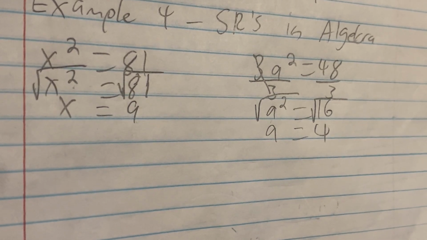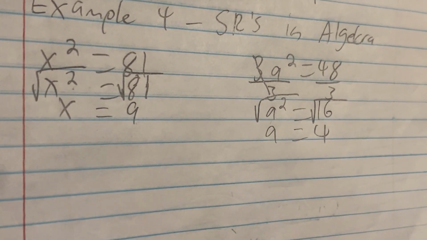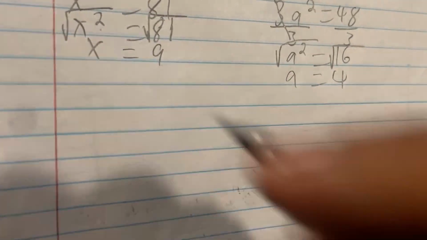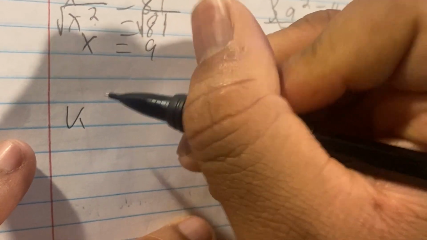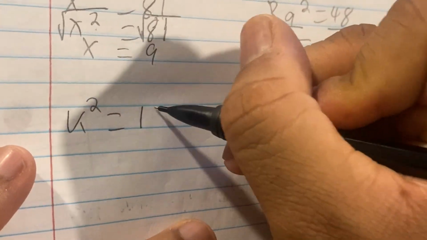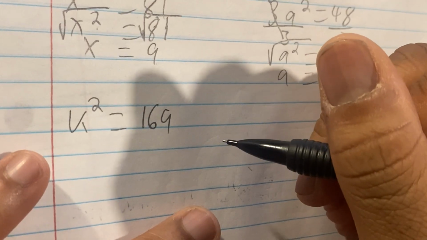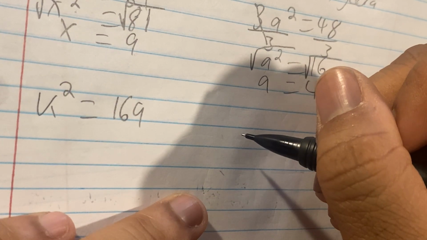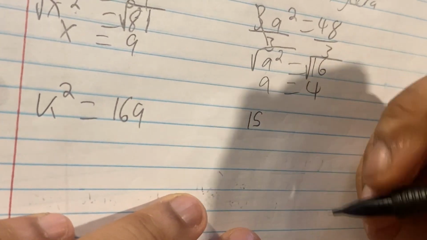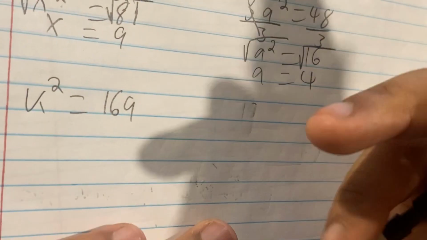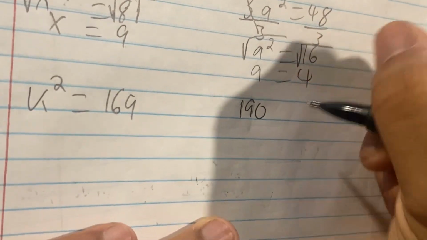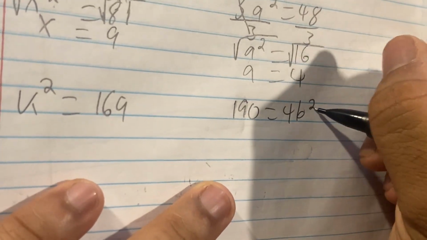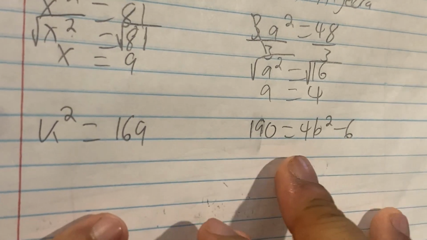Yeah. So here's what I want you to do for me. I'm like, should I give you guys a really hard one? Yeah, I'm gonna give you guys a hard one. I'm gonna throw a really big curveball to you guys. I'm gonna do k squared equals 169. And then I'm going to give you guys really hard ones, but I'm going to show you guys how to find the answer. Oh, my bad. It's going to be 190 equals 4b squared minus 6.